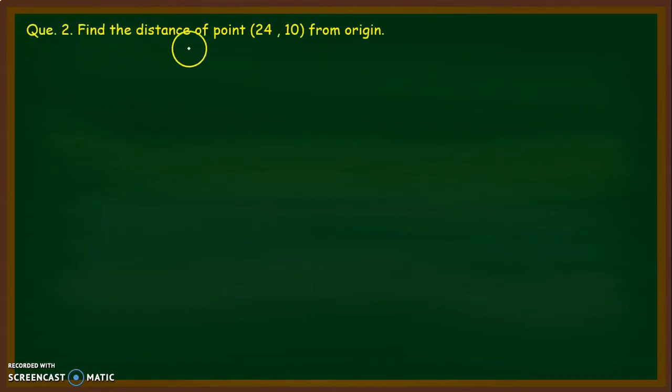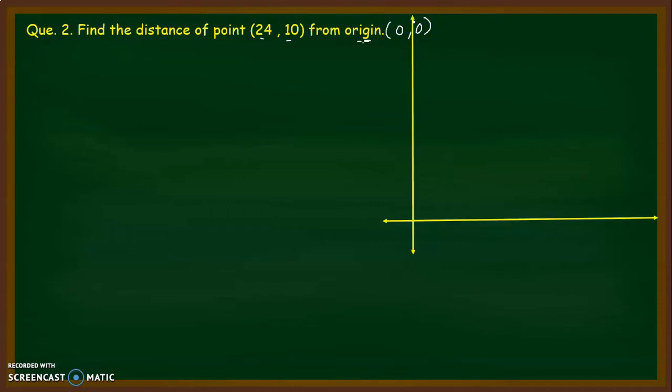So the second question is find the distance of point 24, 10 from origin. So origin means the point will be 0, 0. So let's say this is the x-axis and this is the y-axis. This is the point origin and another point will be 24, 0. So here we want to find out the distance of point P from O, that will be origin.